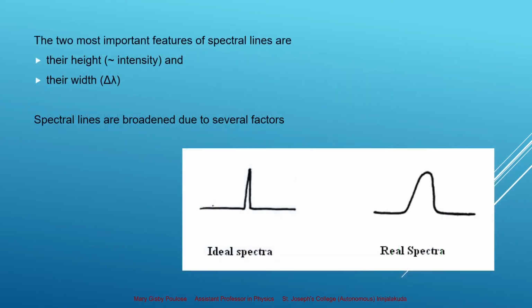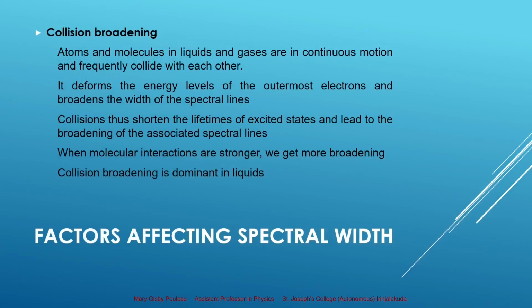Now, the two most important features of the spectral line are its height or intensity and its spectral width. Ideally, we expect the spectra to be a particular line showing only that particular wavelength. But in practice, when we take readings, our spectra will be broadened in width. It is due to several factors. Let us go through it. One of the factors is collision broadening.